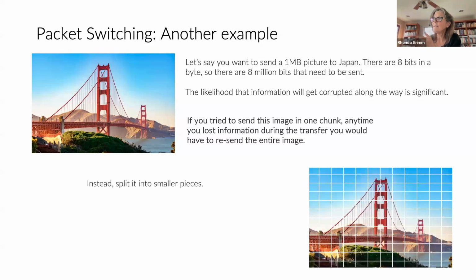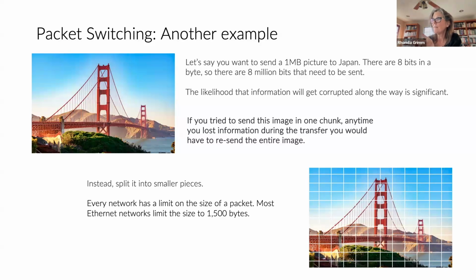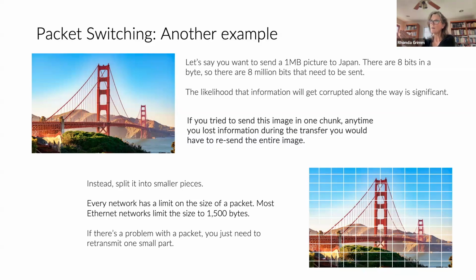So instead, take the picture and split it into smaller pieces. The biggest piece is going to be like 1,500 bytes. That's basically the limit on an Ethernet packet. And then if there's any problem with any one part, it just retransmits that part. The other end says, hey, I'm missing this sequence, and they resend it and everything's good.